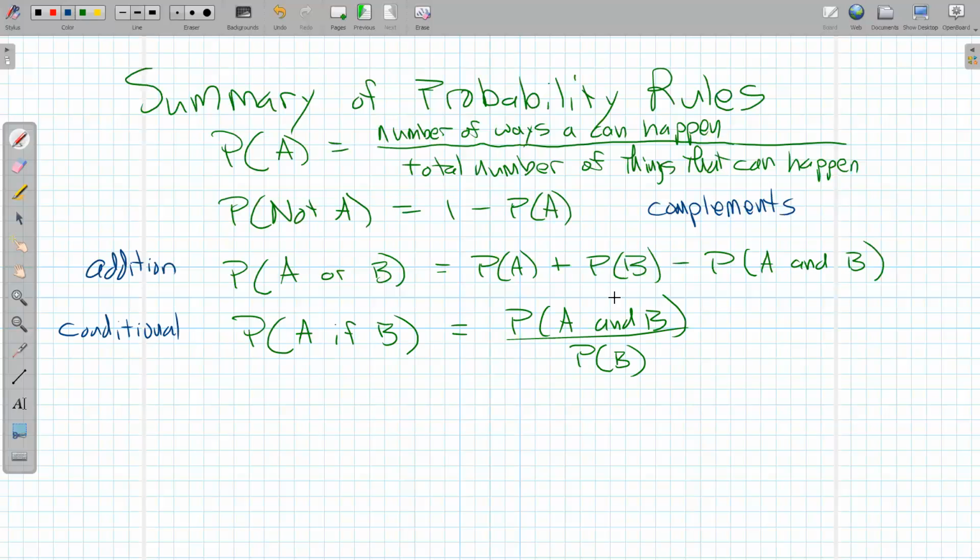And then we rewrote that to give us the multiplication rule. Probability of A and B, there's several versions of this, would be the probability, I'm going to use just alphabetical order, that A happens times the probability that B happens if we know that A happens. And that one can be reversed, sort of.